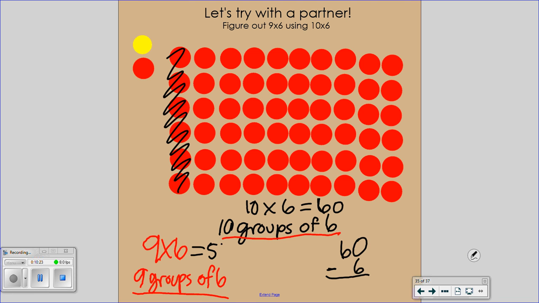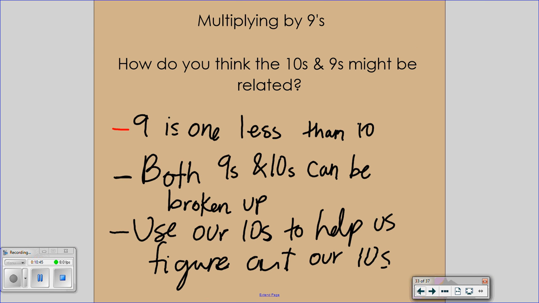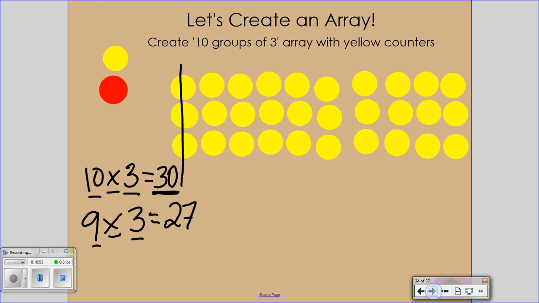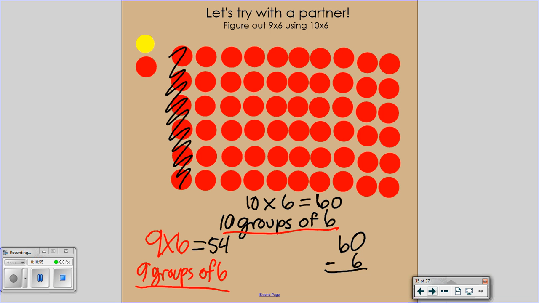54. Did you have to skip count by 9s to figure that out? No. Did you have to do a whole lot of counting to figure that out? No. Did you have to figure out how to skip count by 6s? No. You're able to use what you know about your 10s to figure out your 9s. Think back to what Aiden told us right at the beginning. He said, hey, our 9 is 1 less than 10. When we're doing multiplication, our 9s are 1 group less than the 10s. Right?